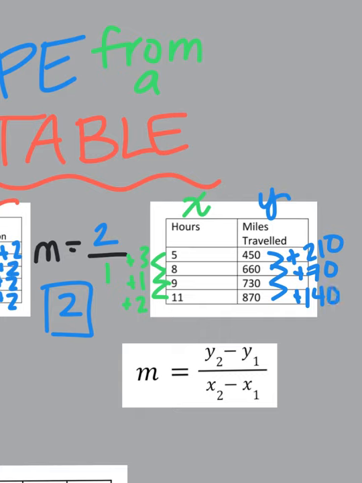All right, so let's focus first on just using 2 points. So let's use this point and this point. Remember, if it's a line, it's going to have the same slope regardless of which 2 points I pick. So let's see about these first 2 points.